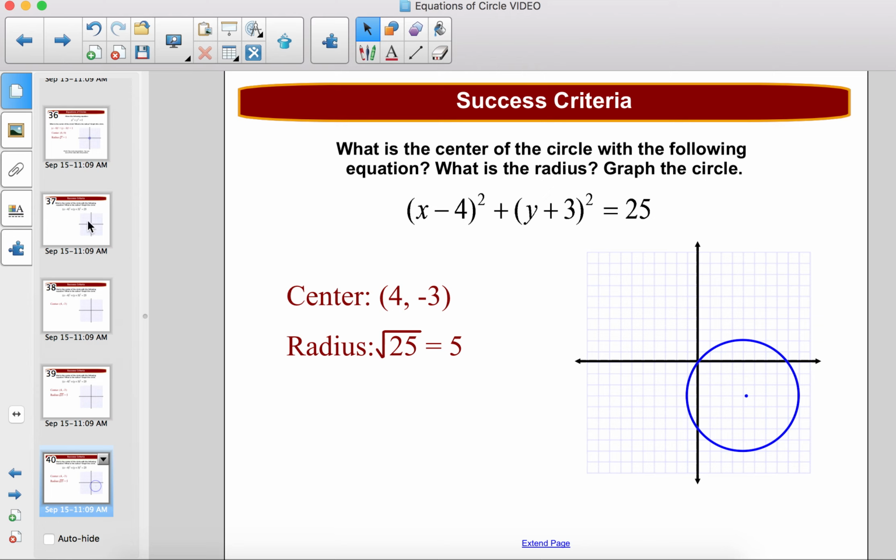I believe that is our last problem. Yes, it is. So feel free to get started on the homework. The substitute will tell you which pages you need to do in your packet. Good luck, everyone.